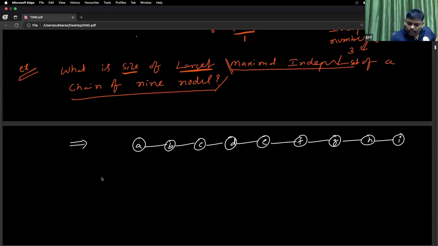So I think one independent set is, I cannot write all, I am writing the major one. Alternatively you can write A, C, next one E, G, and I. And one more thing, it is one independent set, okay. But if I add one more person, it is no more an independent set. It is a maximal also.